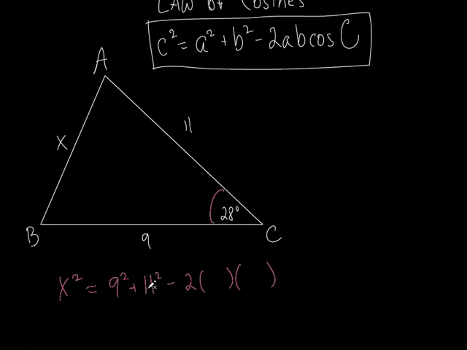So here's my a and my b right here, right? So I just go 9 and 11, and then what? Cosine of the angle that's opposite this side. So here's the side. The angle that's opposite is 28, so I go cosine of 28. So it's just plugging stuff into a formula is all it is. It's not that big of a deal.